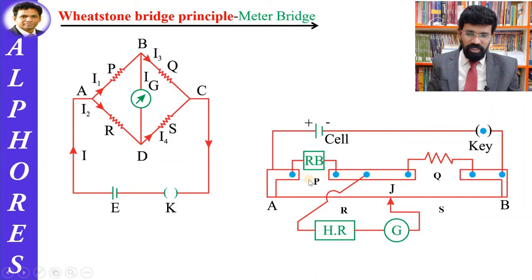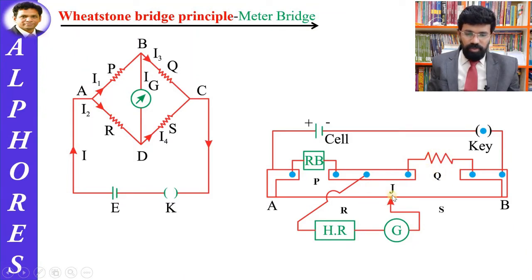So here one gap is there between this strip and this strip, that is called the left gap, and here another gap is there between this strip and this strip. So this gap is usually called the right gap. So left gap, right gap. In the left gap, a resistance box is arranged. In the right gap, one resistor is arranged.